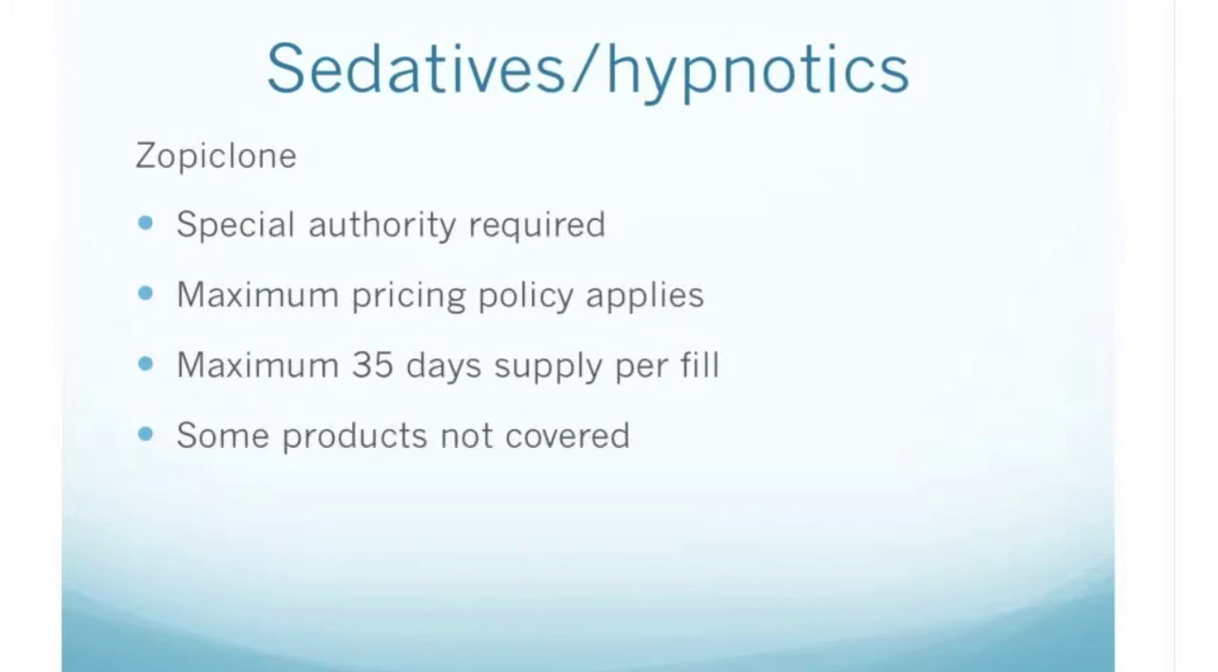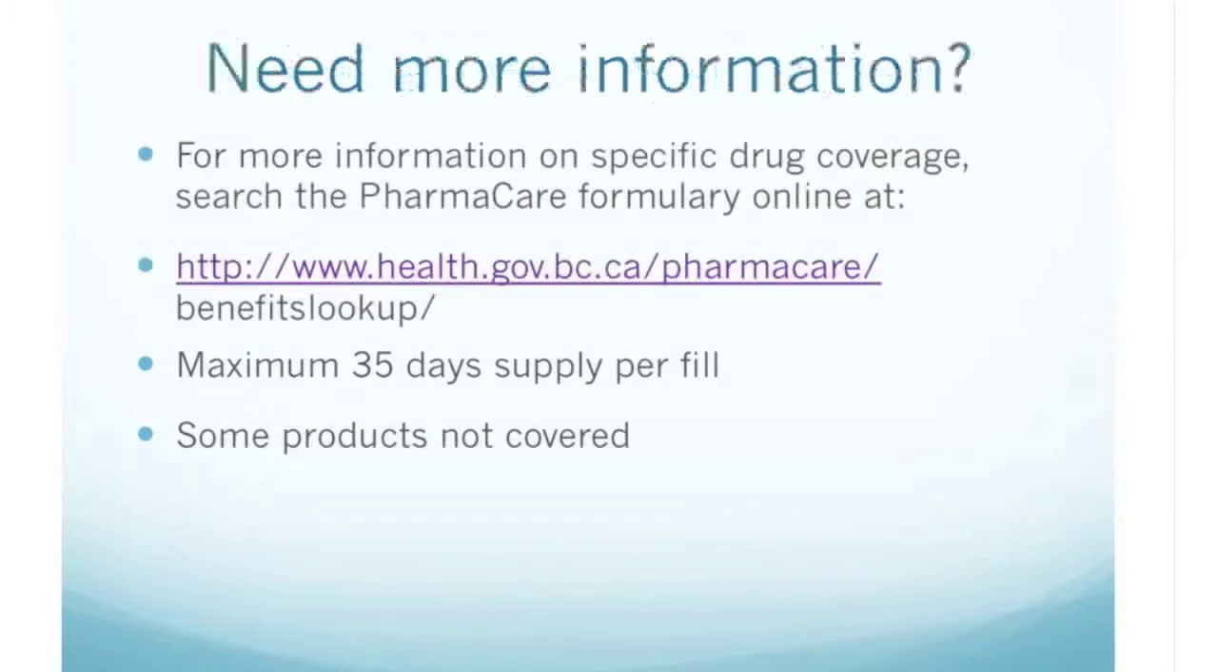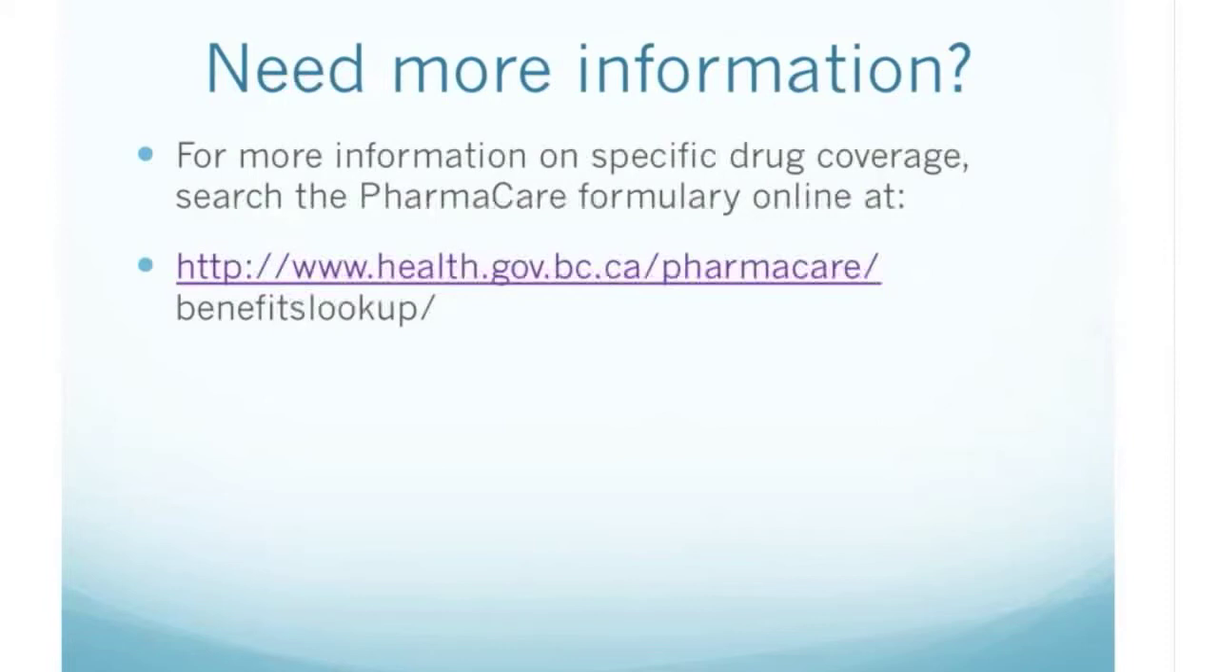So we will navigate through to the Pharmacare website. If you need some more information on specific drug coverage, you can search the Pharmacare formulary online, and the website is www.health.gov.bc.ca/Pharmacare/benefits-lookup. And we will go straight to that site now so we can show you how to navigate the website.